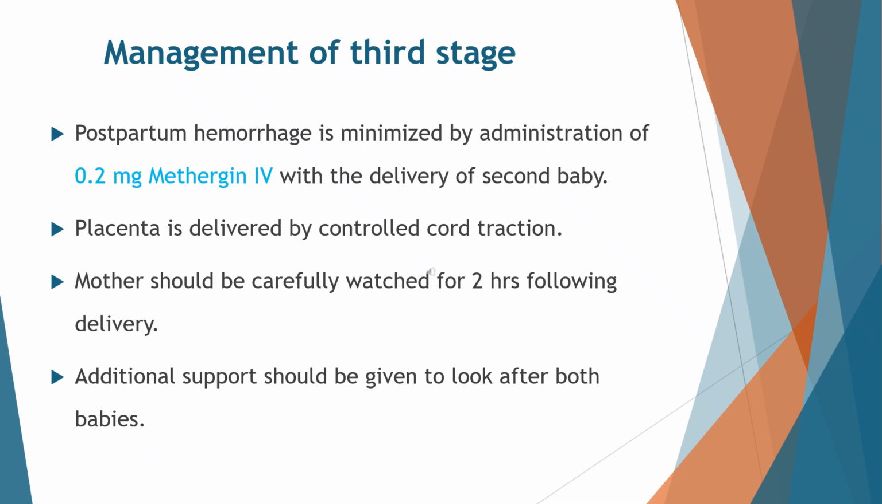During this period, vital signs, uterine tone, and vaginal bleeding are carefully observed so that any complication can be identified and managed early. Finally, since the mother has delivered 2 babies, she will require additional support, both physically and emotionally. Extra help is provided to assist with baby care, feeding, and recovery, ensuring the well-being of both the mother and the newborns. This completes the third stage management in multiple pregnancy.